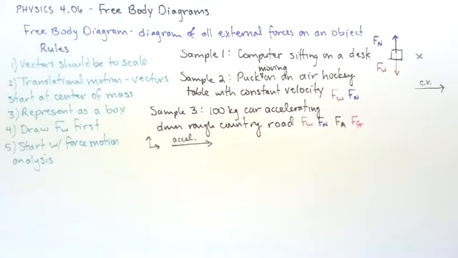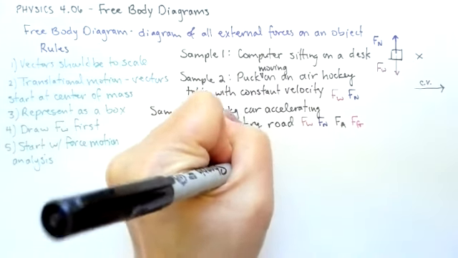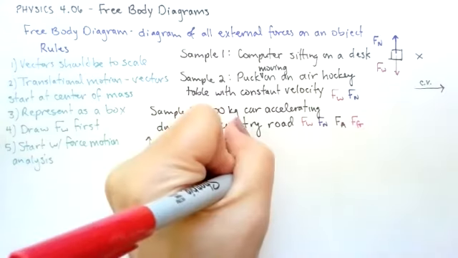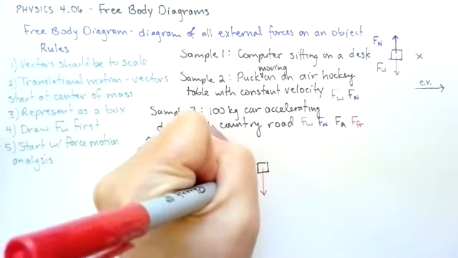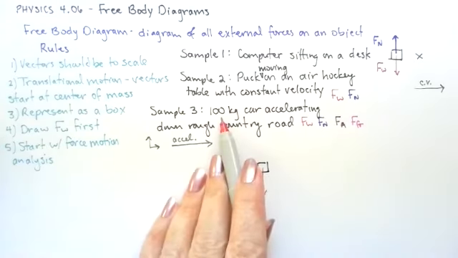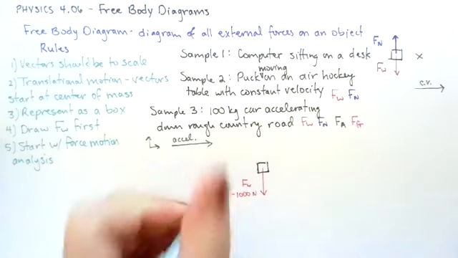Now the trick is I can't just slap vectors on. I have to do this to scale. All right, so here we go. Let's do a box. And I'm going to kind of write down my thought process as I go. So I'm going to do my weight vector first. So here's the thing with this weight vector. If it's a 100 kilogram car, the weight is mass times acceleration due to gravity. So let's round 9.8 up to 10. That means that this is going to be a negative 1,000 Newton vector.